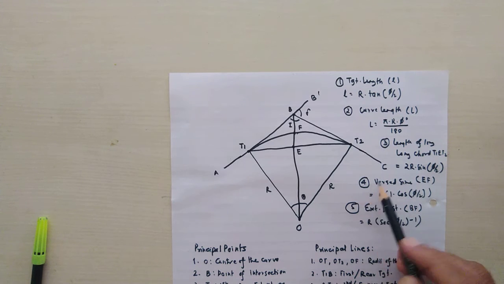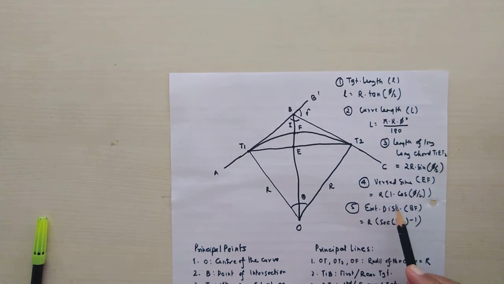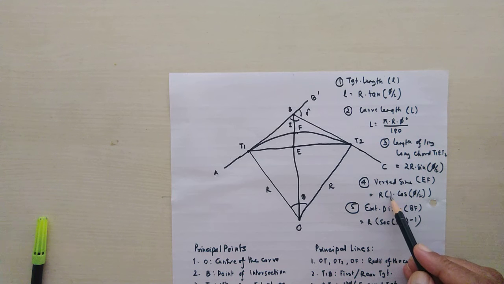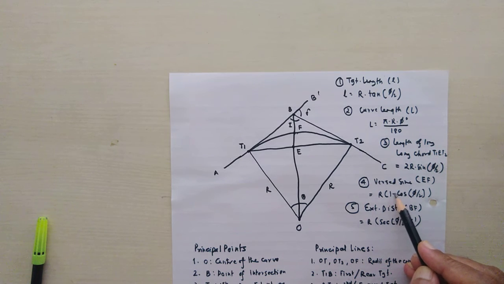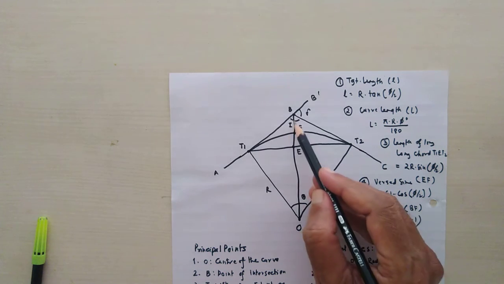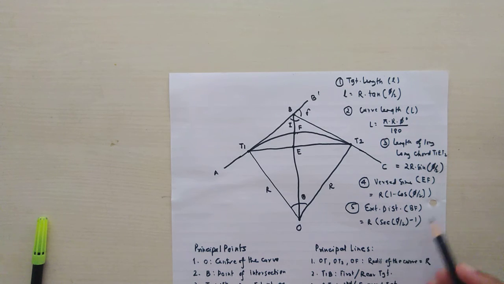The fourth element is the versine. This distance EF is known as versine. Many times it is also known as mid-ordinate, and it is worked out by the formula R in bracket 1 minus cos of phi by 2. And the last element is external distance. This distance BF is known as external distance, and it can be worked out using the formula R in bracket sec of phi by 2 minus 1.